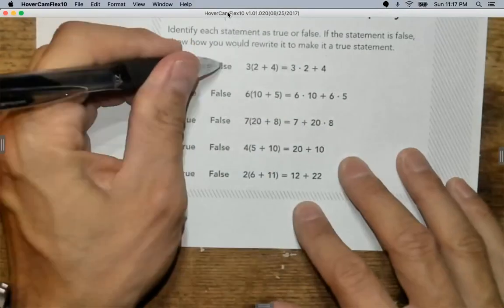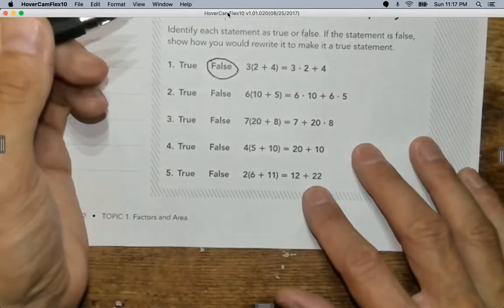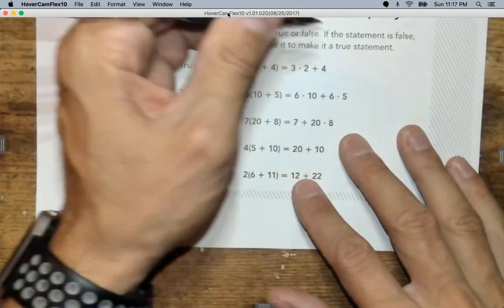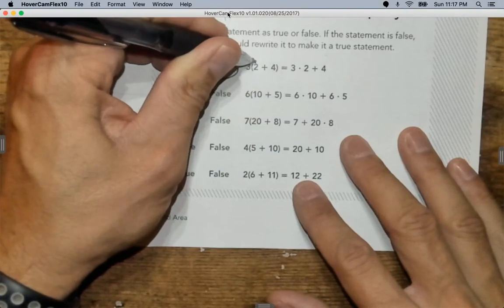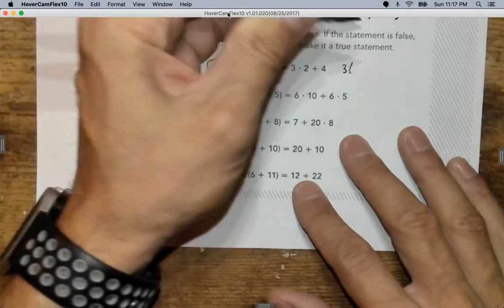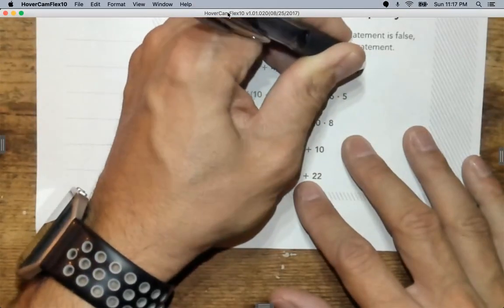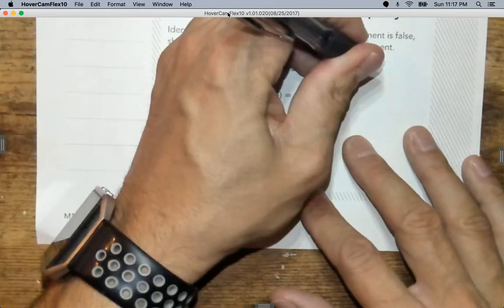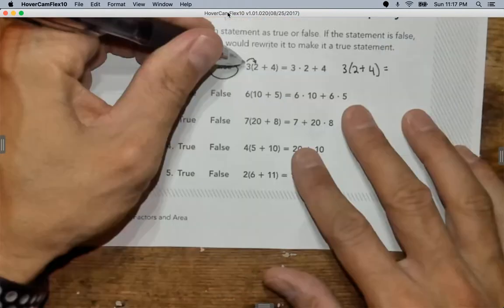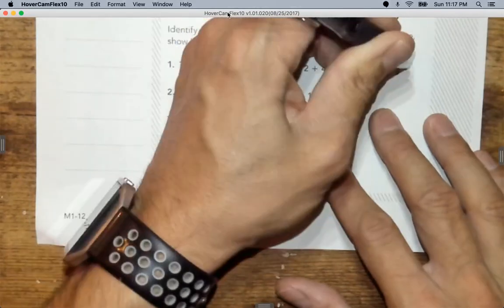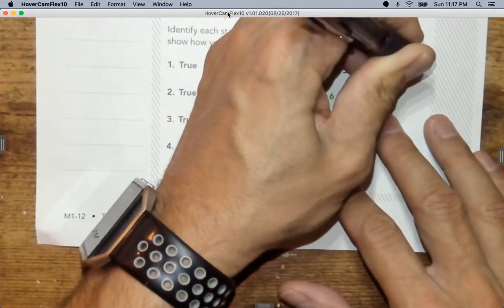What I would do is I would have to have 3 times 2. So I start with the quantity of 3 times the quantity of 2 plus 4. And then that's going to be 3 times 2. And then I would add to that 3 times 4.